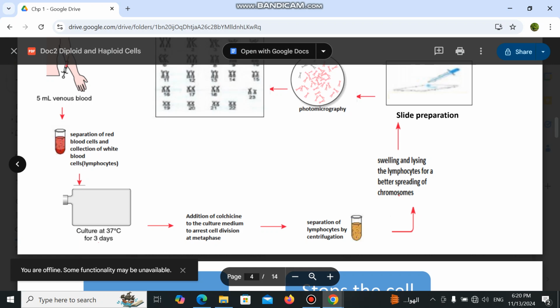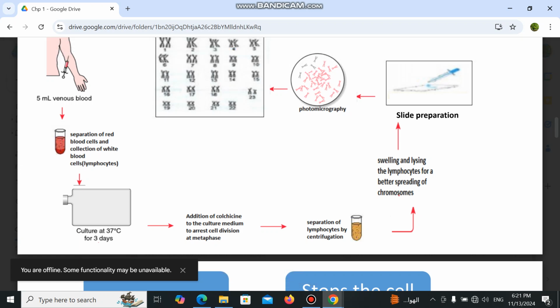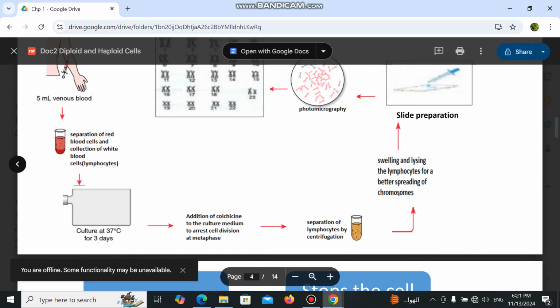After 3 days have passed, we add step number two. There is addition of a substance called colchicine to the culture medium. This substance, colchicine, has a role, which is to arrest the cell division at metaphase.